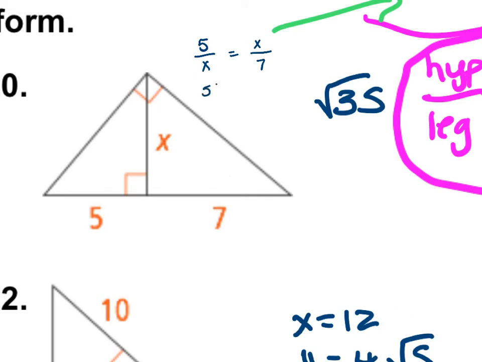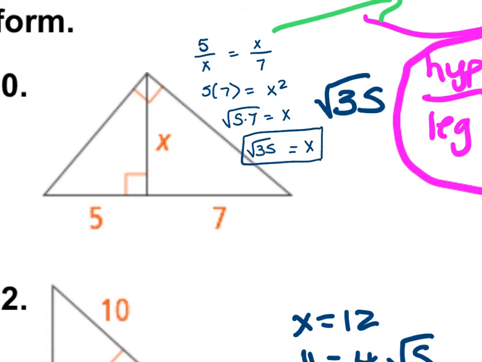I get 5 times 7 equals x squared, so x equals the square root of 5 times 7. Can either of those break down? No, they're both prime. Nothing's going to repeat, which means x is equal to the square root of 35. So for the problem, you just look at the two. It's going to be one or the other. You just got to figure out, is what you're looking for an altitude? Is it a leg? Is it the hypotenuse? And then based on that, you'll know which one to pick.